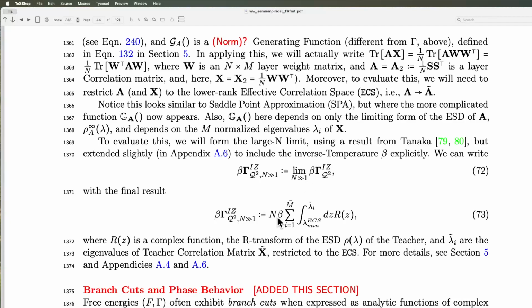And at large n, this becomes n beta times the sum over i equals 1 to m tilde over the eigenvalues in the effective correlation space, which are the tail of the distribution, of this integral over R of z, which is actually a cumulant function. So you return back to the linked cluster theorem. Note that this final result depends on n and m. And you recall this is a generating function, so it's like a free energy, and we're going to take derivatives.